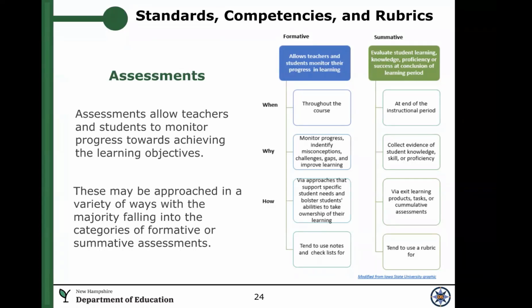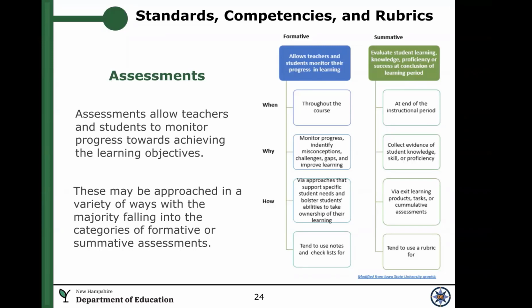Formative assessments are monitoring progress. We want to identify the conceptions, challenges, and gaps while students are learning rather than waiting until the end. And the summative collect evidence for student knowledge, skills, and proficiency. Did they learn what they needed to learn, or do we need to have some reteaching or scaffolding information back in as we move along to support their learning?